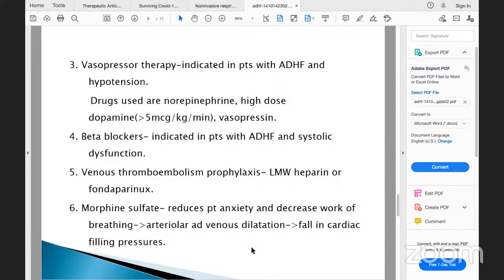Morphine is used in very selective patients because you have to be careful, as it can cause respiratory depression. But in acute heart failure, it helps in reducing anxiety, decreases the venous return by vasodilation, and helps in decreasing the filling pressure. So it is helpful in reducing the deoxygenation and pulmonary edema.